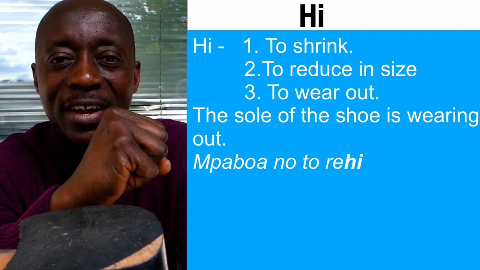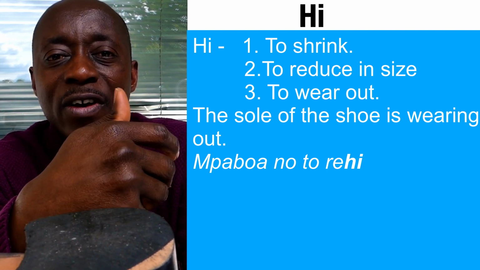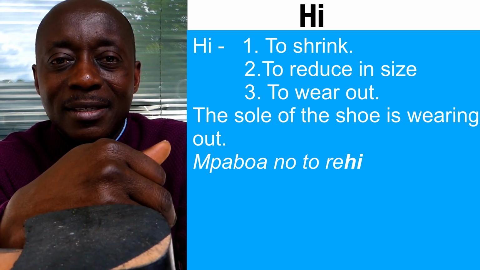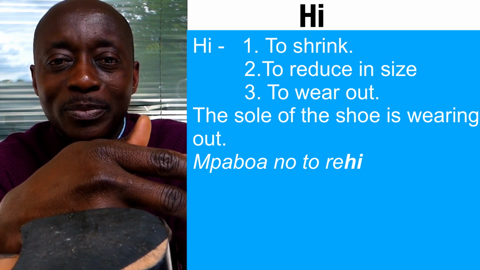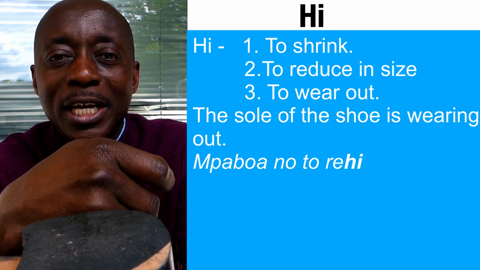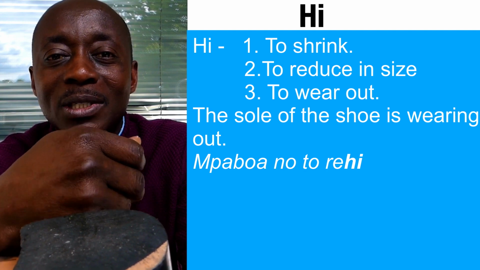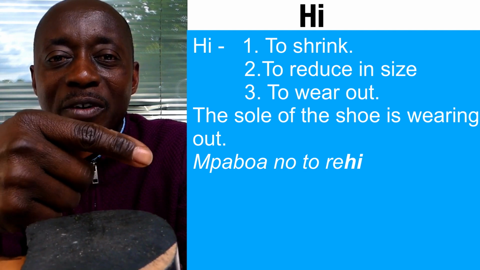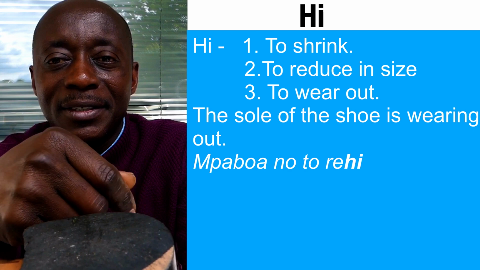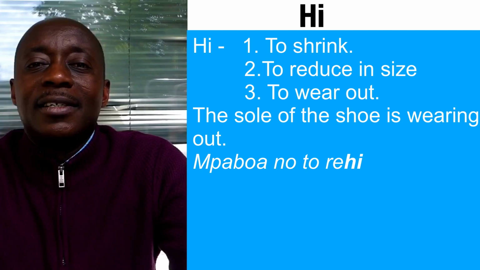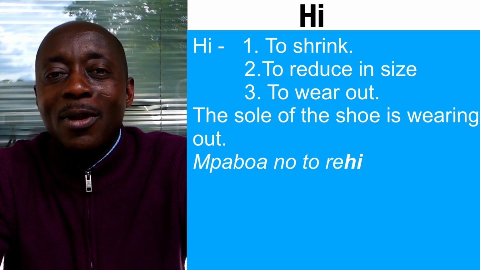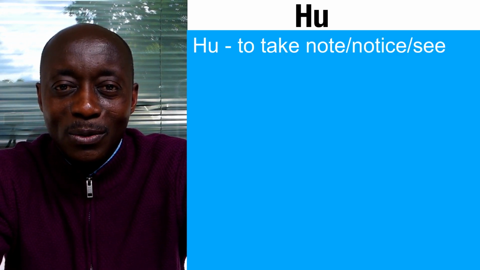Rehi. When a verb in Twi is prefixed with re, that tells you that it is something that is going on, an ongoing action. So it makes it a present continuous tense. So rehi. Good. So that is the second vocabulary. Let's go to the third vocabulary, and that is hu. Hu means to take note.